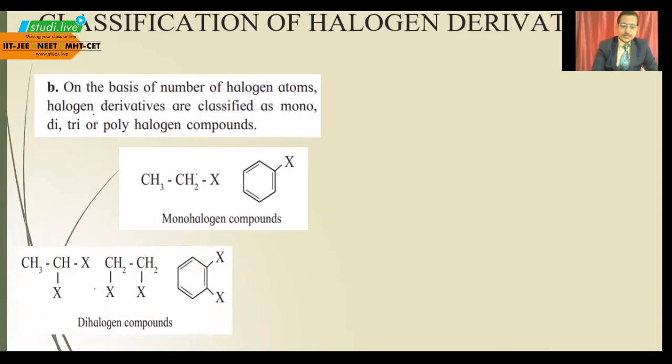So here you can see, this is again the same way. You have the open chain compounds. Here you will have the benzene ring. So in either case, you will have dihalogen compounds. So it can be dihalogen compounds for alkanes, or it can be dihalogen compounds for the benzene ring as well. Moving on to the next one.